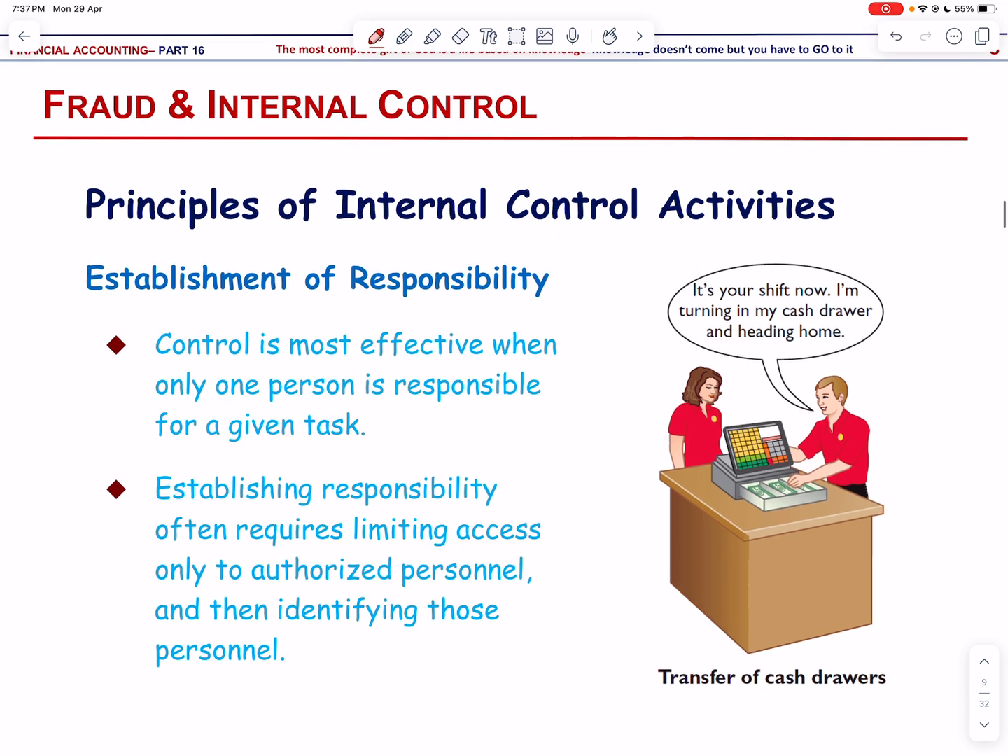The principles of establishment of responsibility: limit access, that is, only authorized personnel should access resources or sensitive information to prevent misuse. Identify personnel, that is, clearly assign responsibilities to specific individuals to ensure accountability and clarity in roles. Following these principles enhances accountability, reduces errors or fraud, and ensures efficient task performance.